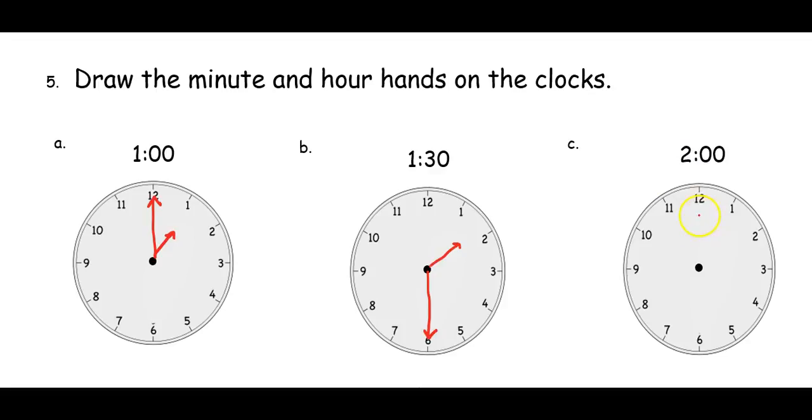And my last clock needs to show 2 o'clock. So that means my hour hand will point directly at the 2 and my minute hand will point at the 12 to show that there are no minutes past the 2 o'clock hour.